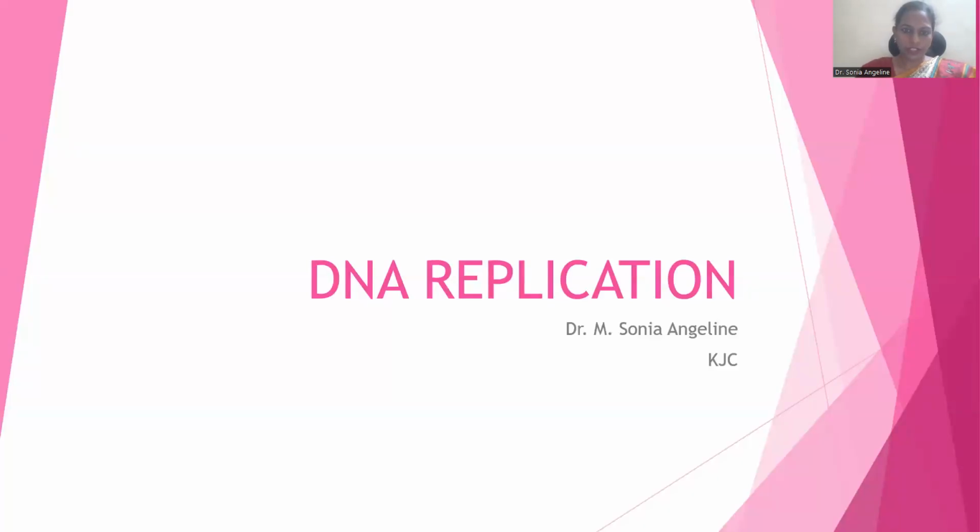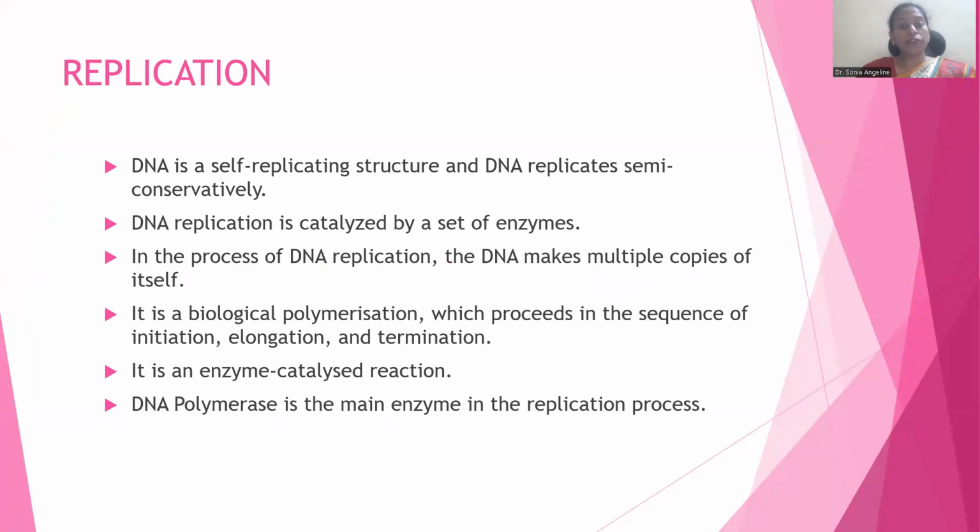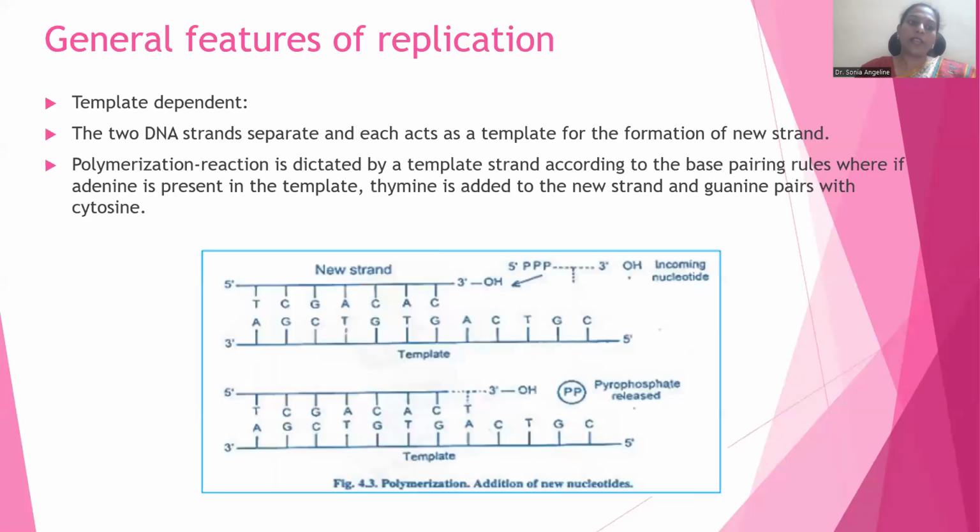The topic for today's discussion is DNA replication. DNA is a self-replicating structure, and DNA replicates semi-conservatively. DNA replication is catalyzed by a set of enzymes. In the process of DNA replication, the DNA makes multiple copies of itself. It is a biological polymerization which proceeds in the sequence of initiation, elongation, and termination. It's an enzyme-catalyzed reaction, and DNA polymerase is the main enzyme in the replication process.